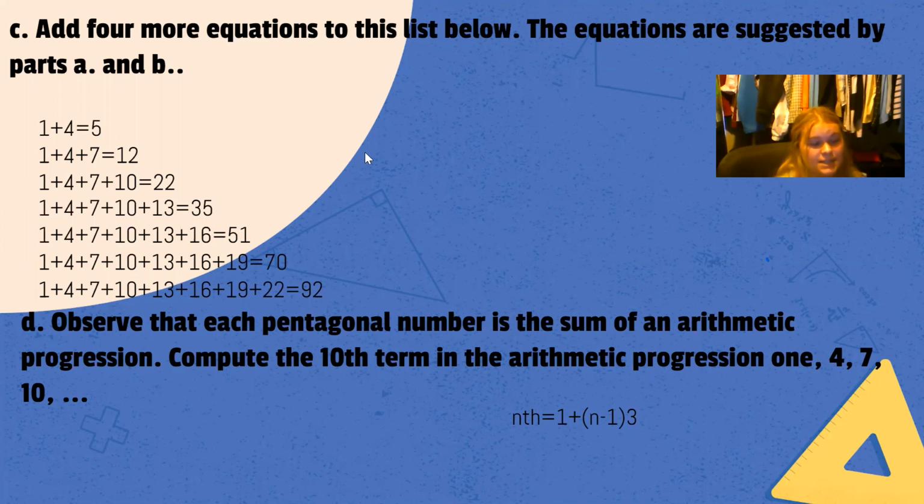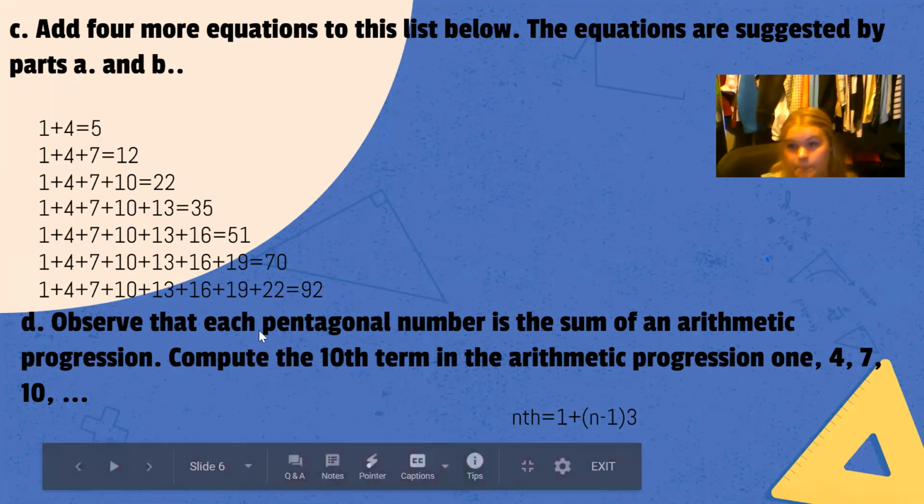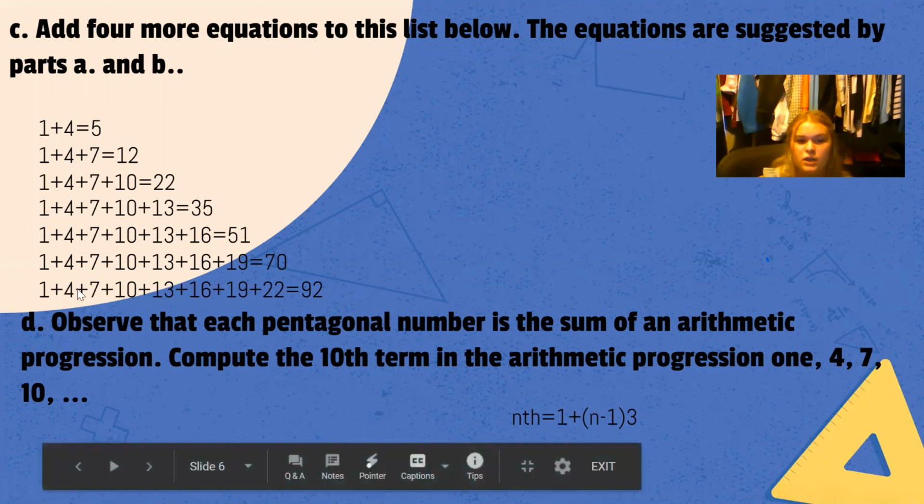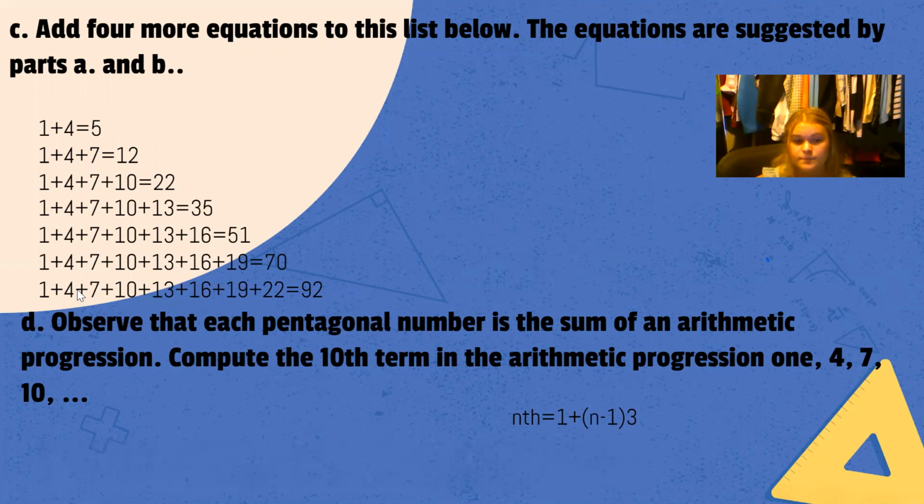Okay. And D says to observe that each pentagonal number is the sum of an arithmetic progression. So yes, that is true. We have our pentagonal numbers at the end, that is our total, and the arithmetic progression is our add 3 each time. Compute the 10th term in the arithmetic progression. So it's asking for the 10th number in our arithmetic progression. As we can see here, we left off on what number? 1, 2, 3, 4, 5, 6, 7, 8. So our last equation there left off on the 8th arithmetic progression.